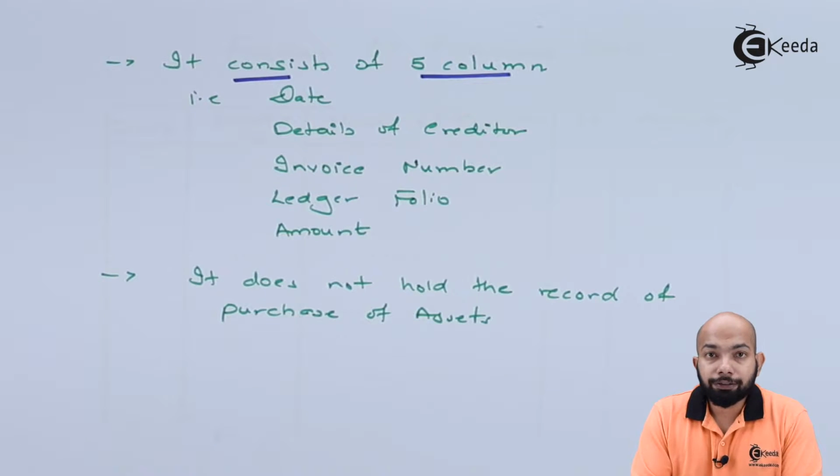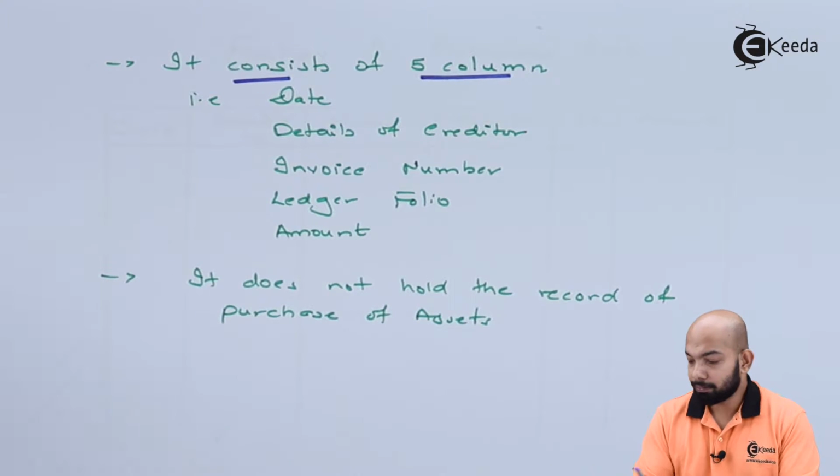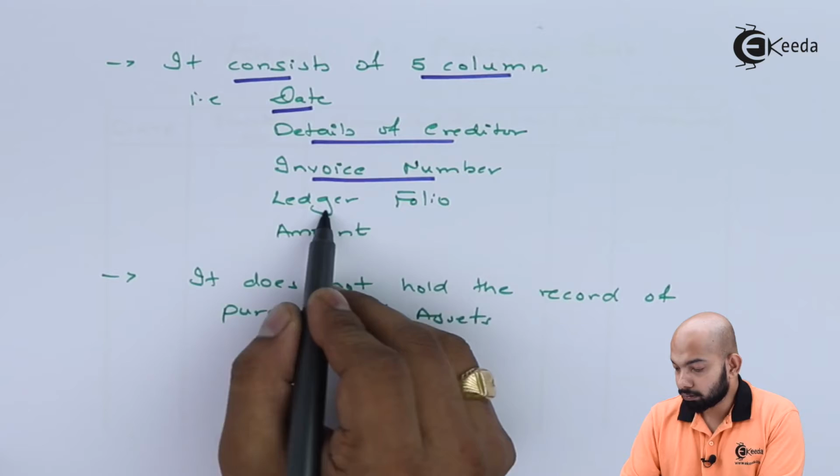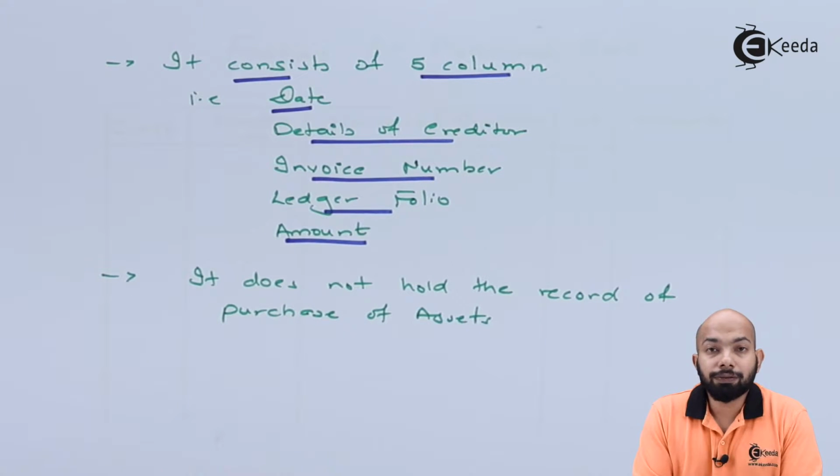It consists of 5 columns. Basically, these have been jotted down here. Let's go through them. It consists of date, details of the creditor, invoice number, amount, and the ledger folio. So these are the only 5 columns that are supposed to be prepared when we talk about the credit purchase book. There's one more point that you have to mention, which has been mentioned down here. Just keep this in mind.